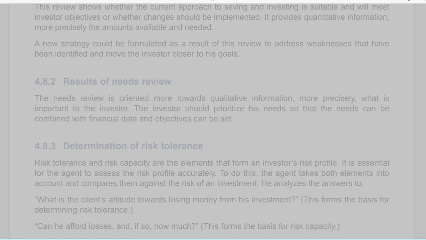This review shows whether the current approach to saving and investing is suitable and will meet investor objectives or whether changes should be implemented. It provides quantitative information, more precisely the amounts available and needed. A new strategy could be formulated as a result of this review to address weaknesses that have been identified and move the investor closer to his goals.